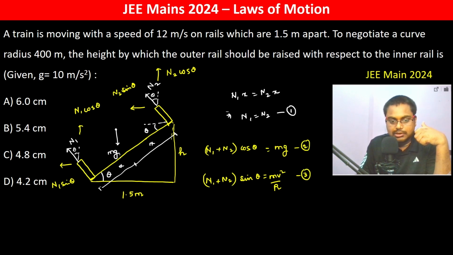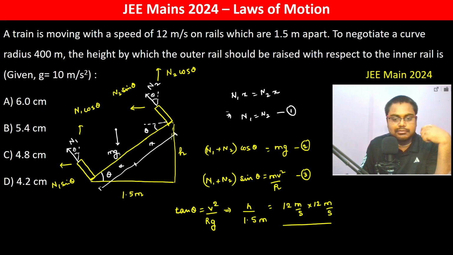So therefore tan theta is equal to v square divided by r into g. Now what is tan theta? So this is h divided by 1.5 meter is equal to v square, 12 meter per second into 12 meter per second divided by r, which is 400 meter, into g, which is 10 meter per second square. So this is gone, this is gone, this is gone, and this is also gone.